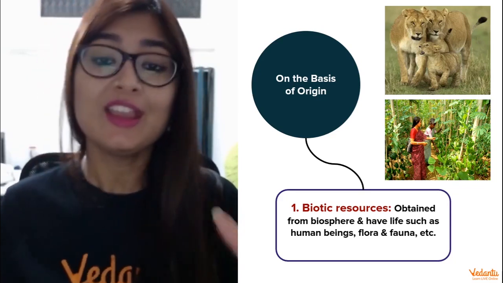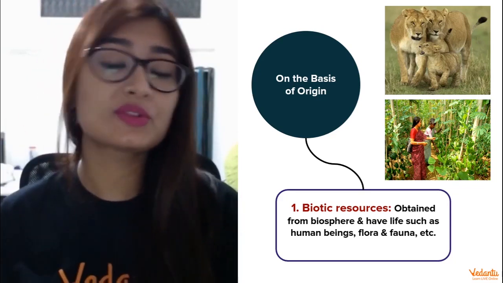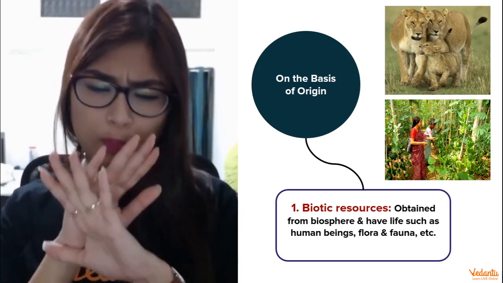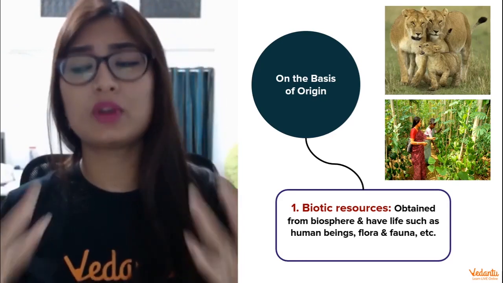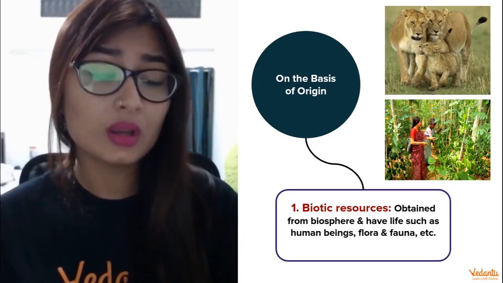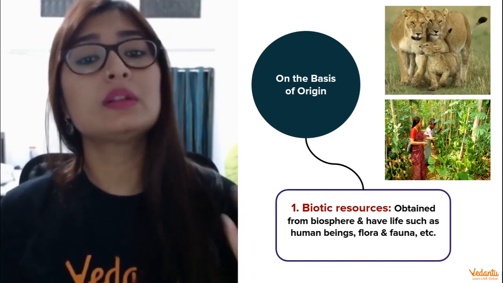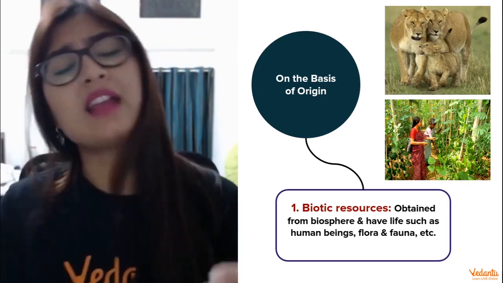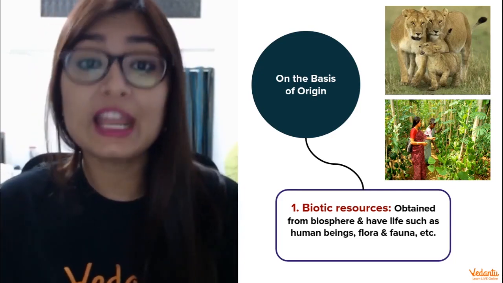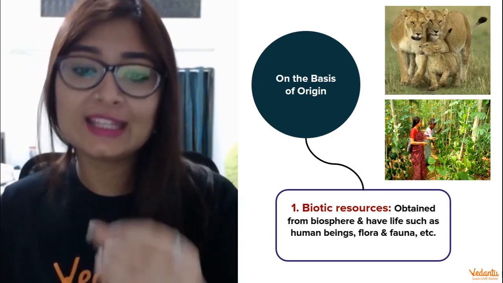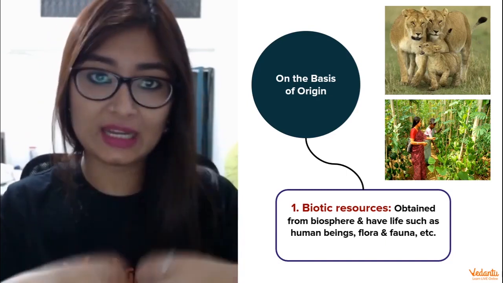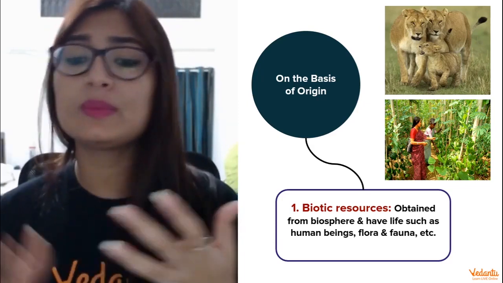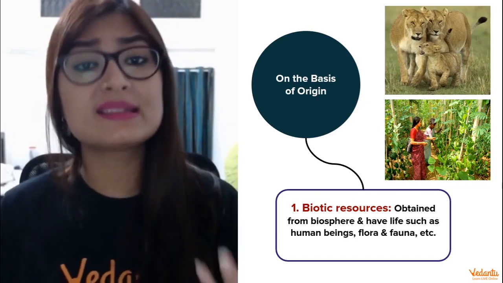Okay, so on the basis of origin, resources, as I told you, have been divided into two, biotic and abiotic. Now this is the simplest form of resource for us to understand. What do you mean by bio? What do we mean by bio? Bio is nothing else but anything that is related to life. Bio means life. So simple. Anything that has been taken from the biosphere or has life, such as human beings, flora, fauna, plants, animals, etc.